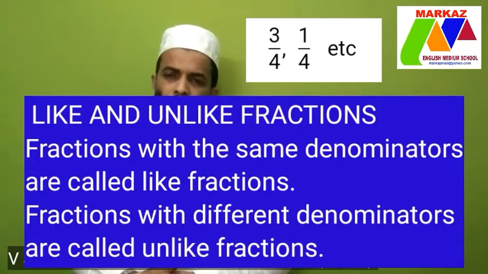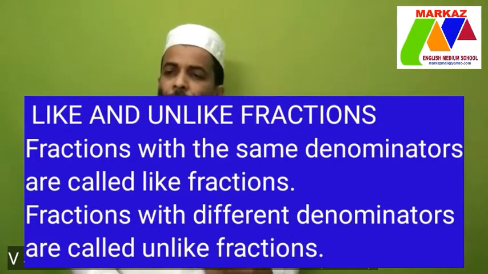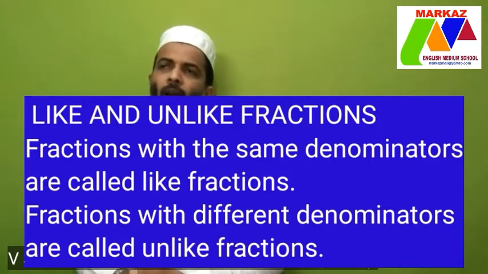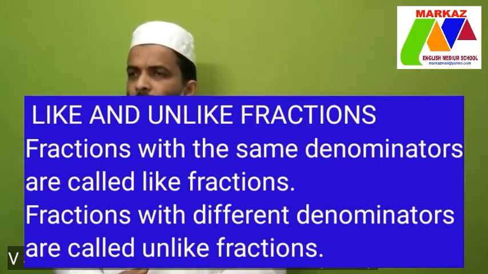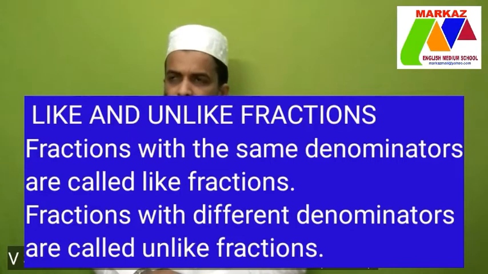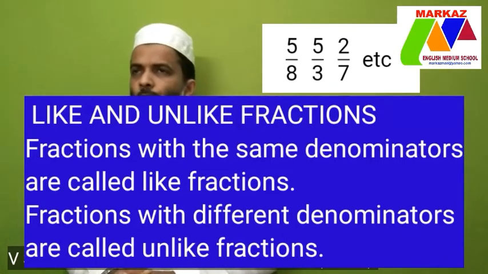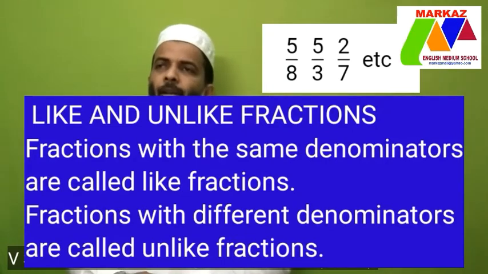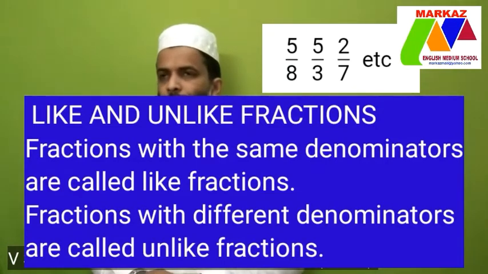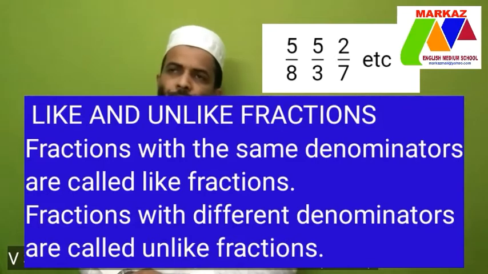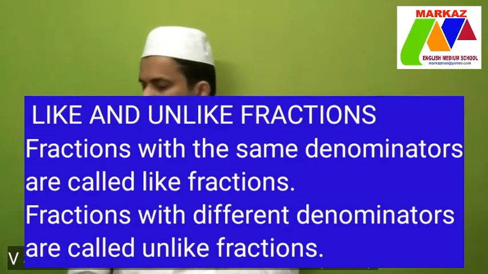Second, fractions with different denominators are called unlike fractions. Underline the unlike fractions. For example, 5/8, 5/3 and 2/7. All of you finished? Okay.